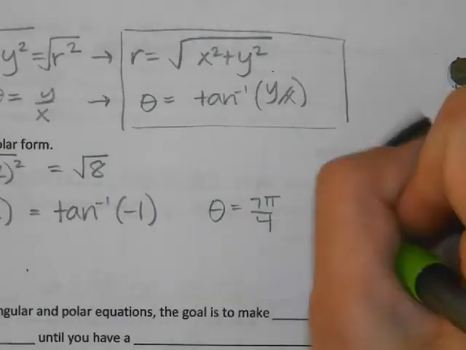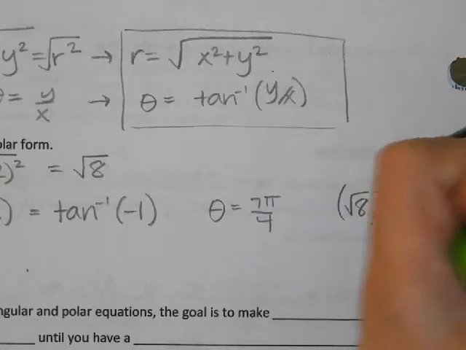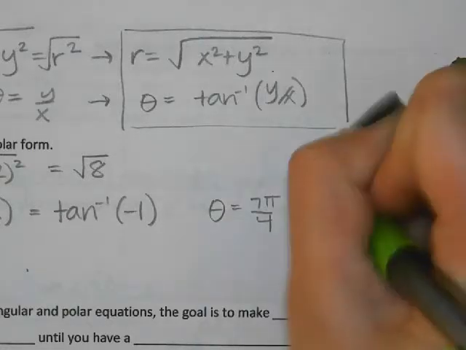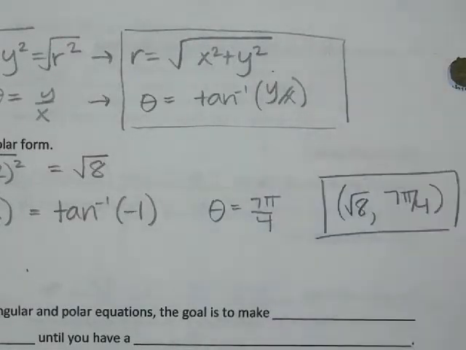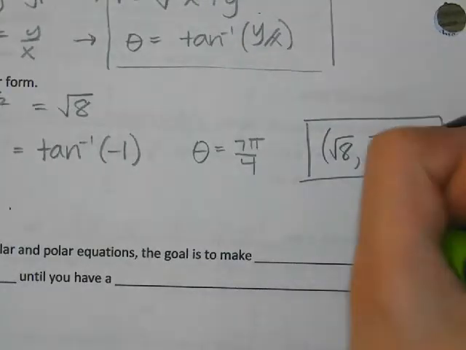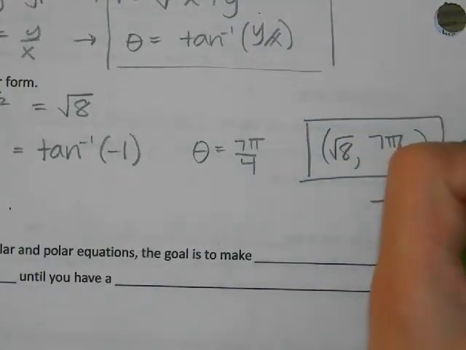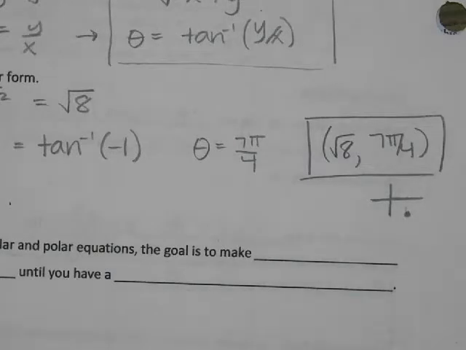Alright, so if we look at this, we're going to go ahead and write this like a point. We got r, and we got theta. And if you were to graph the point right 2 down 2, does that seem to fit if we were to do 7 pi fourths and then go out a radius of root 8? Seem kind of reasonable?